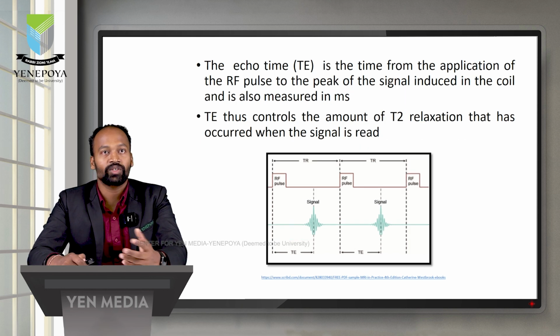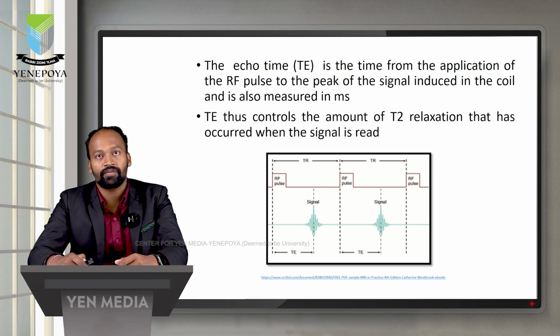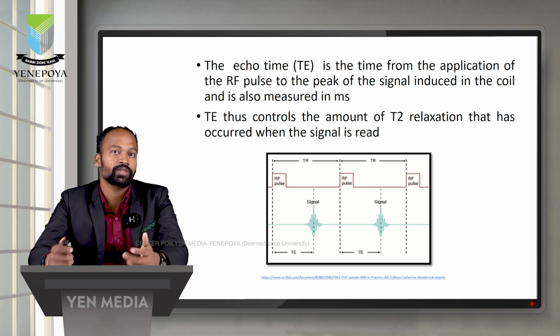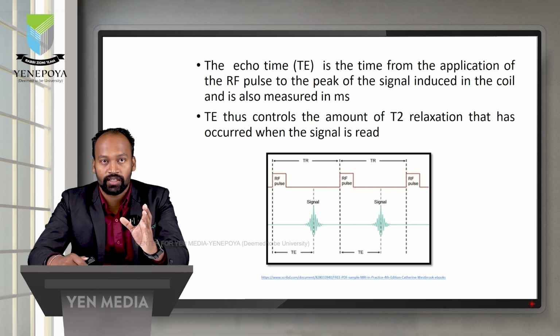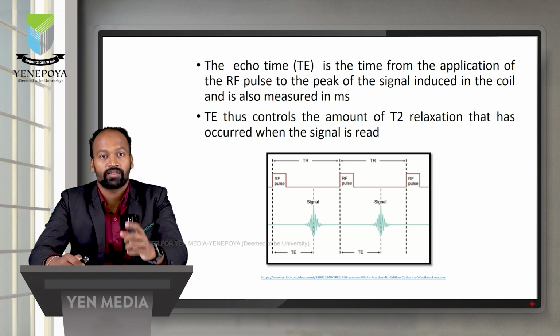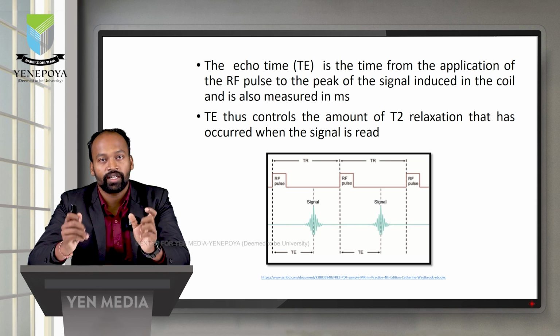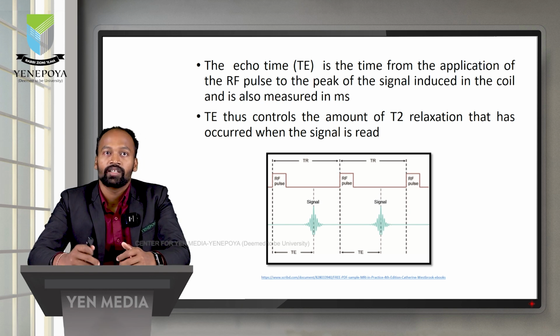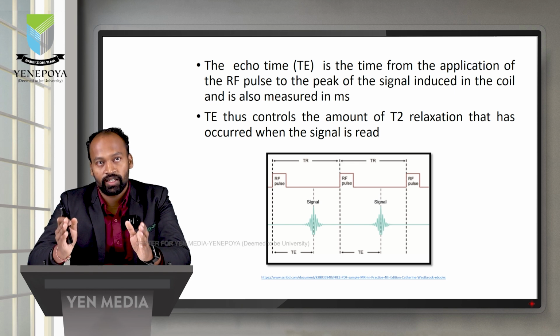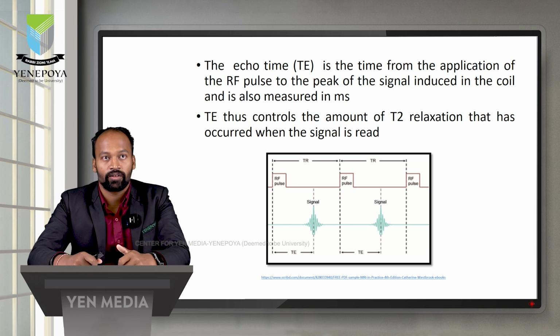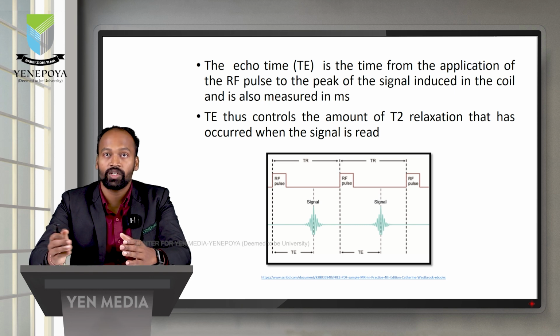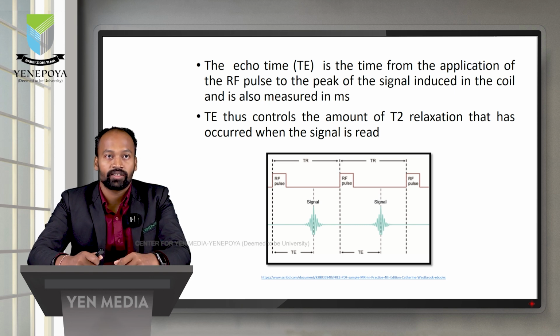Next, coming to the echo time. It is the time from the application of the RF pulse to the peak of the signal induced in the coil, and is also measured in milliseconds. In the graph we can see that once we give the RF pulse, the signal peaks and is induced in the coil. This particular time is known as the echo time, TE, and TE controls the amount of T2 relaxation that has occurred when the signal is read.